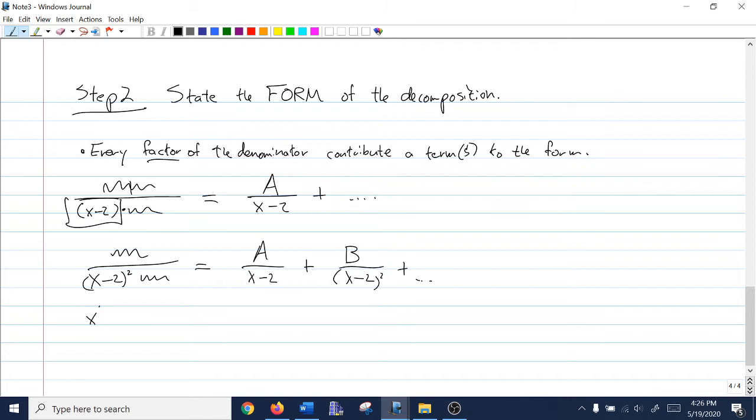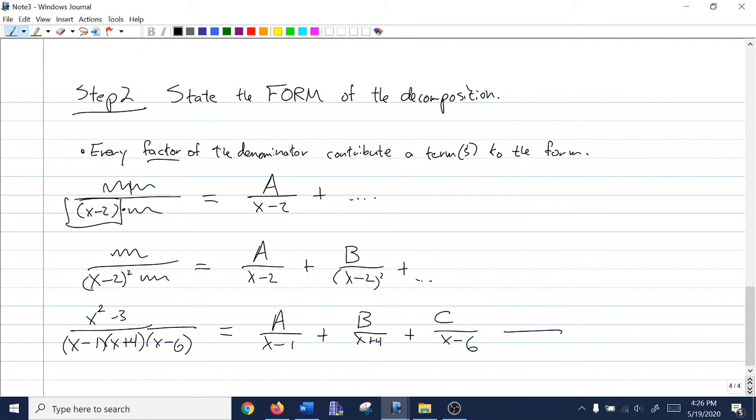So if I had (x squared minus 3) over, let's say, (x minus 1)(x plus 4)(x minus 6), the form of the decomposition is going to be something over x minus 1, something over x plus 4, something over x minus 6. Our goal then would be to find the A, B, and C that make this equation true. And we'll talk about how to do that, but I want to get to the more complicated versions of what the form is.